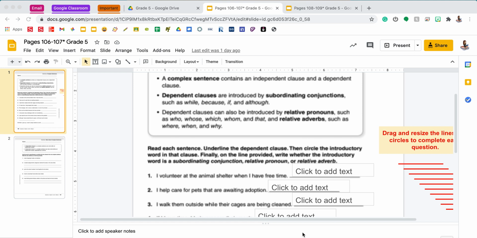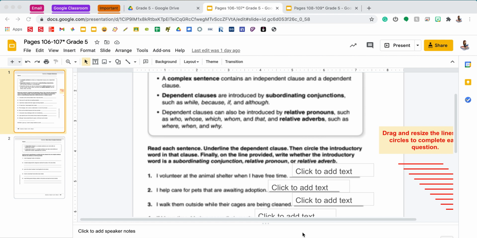This week's going to be a little bit different because we have Monday off. So on Tuesday, you're going to have pages 106 to 107 due. Wednesday, pages 108 and 109. And then your grammar quiz will be on Thursday.